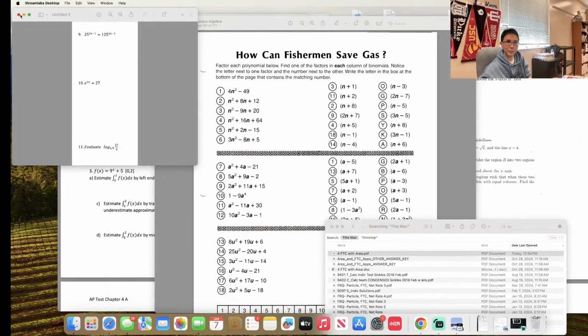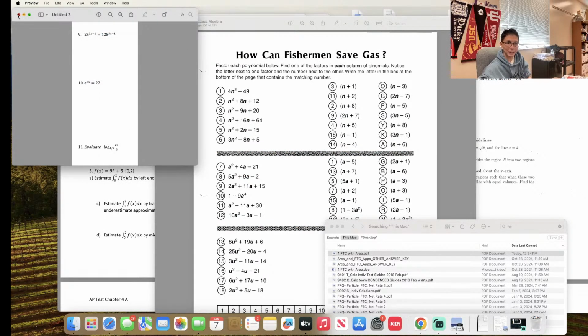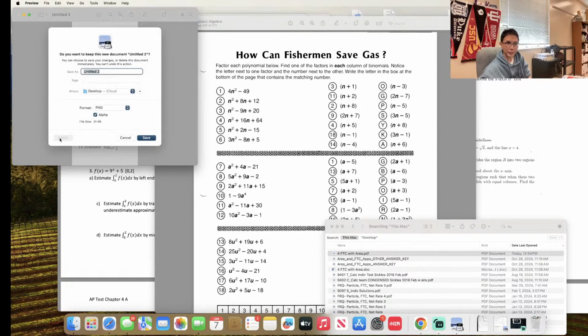Okay, so let's talk about SAT questions. SAT questions sometimes will ask you to convert degree to radian, radian to degrees.